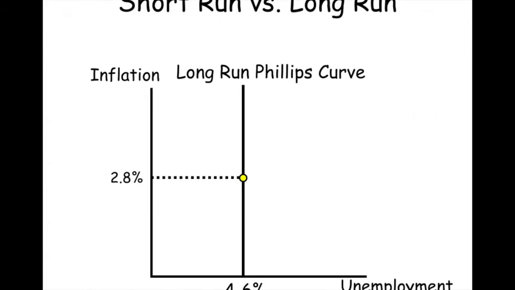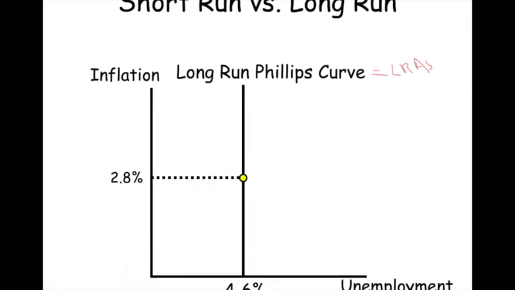Okay, so here's what the LRPC represents. It's straight up and down. And if you look at it, that looks like a line that is very similar to something else. And if you're thinking that, then that's correct. That is our LRAS. It represents the same exact thing. Remember, our LRAS represents the natural rate or full employment.